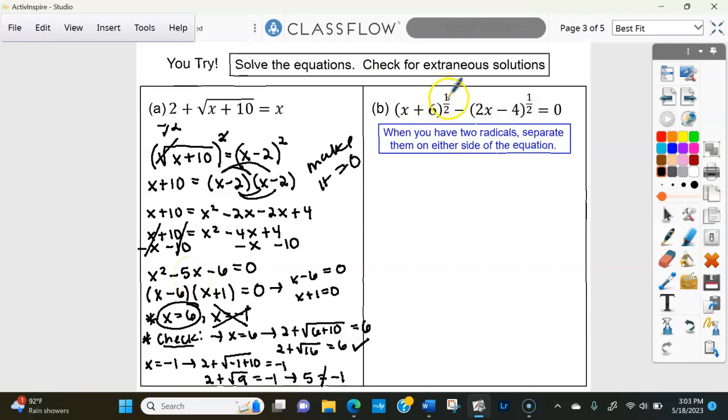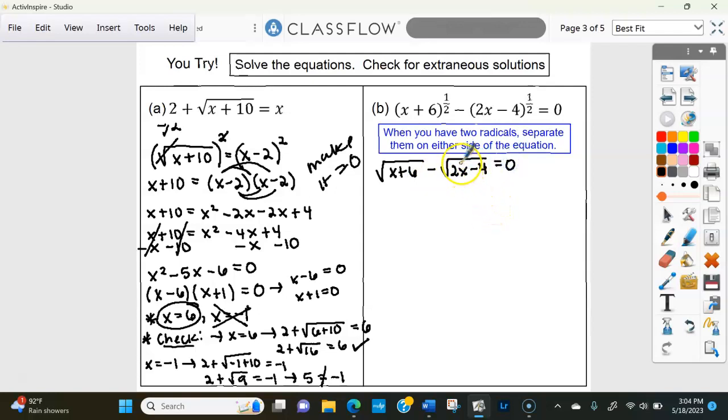Now let's look at this one here. x plus 6 raised to the 1/2 minus 2x minus 4 raised to the 1/2 is equal to 0. When you see that exponent of 1/2, all that means is that it's a square root. Remember that the numerator is the power and the denominator is the root. And anything that has a root of 2 is a square root. So this can be translated, if you prefer to see the square roots, as square root of x plus 6 minus square root of 2x minus 4 equals 0.